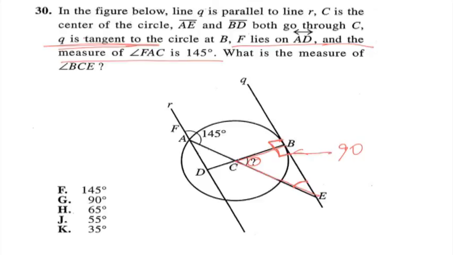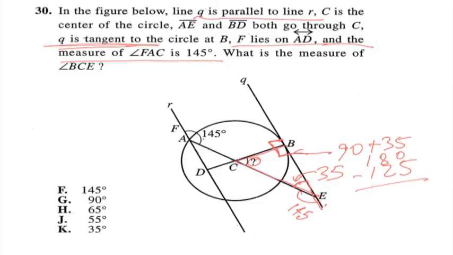So I look at this and recognize this is 145, and they told me Q and R are parallel. That tells me that that 145 is equal to this one, which is 145 as well. Which tells me this angle has to be 35 degrees because that's a straight line. So 35 and 90 is equal to 125. And if I take 180 total degrees in a triangle minus 125, I get 55, making the answer 55, or J, in number 30.